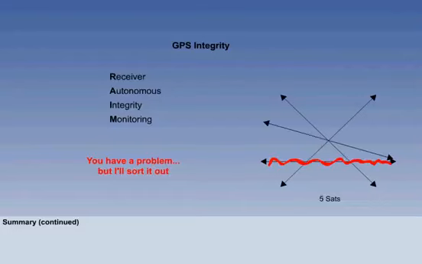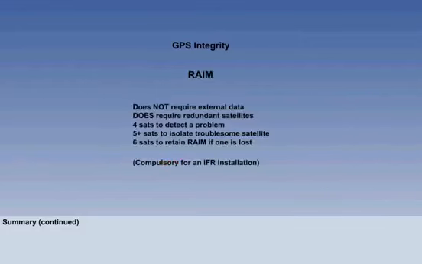With a fifth satellite, we get 4 lines. The erroneous one can be identified. This is the minimum basic RAIM. With 6 satellites, you still have RAIM even if you lose one. This is the mandatory minimum requirement for an IFR installation.